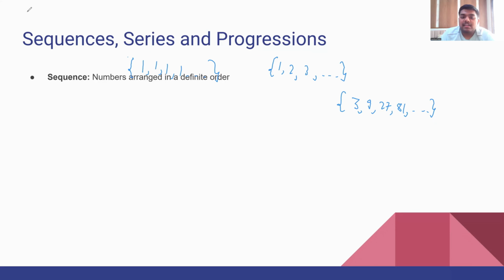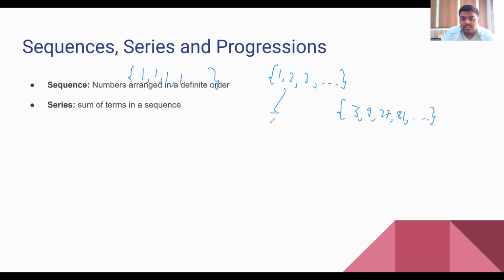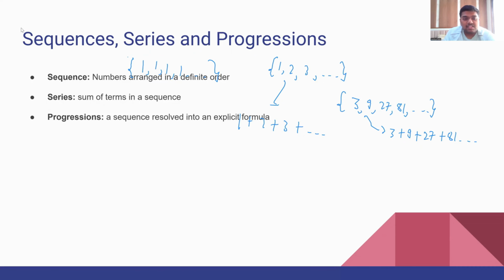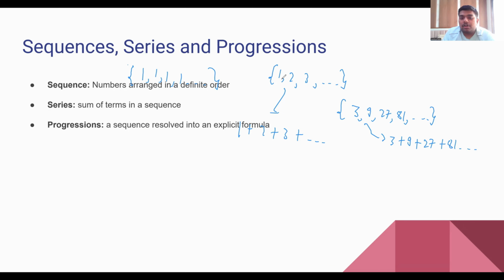Now, if this is a sequence, then what is a series? Series is the sum of terms in a sequence. So for example, for this sequence, the summation will be 1 plus 2 plus 3 plus so on. And for this, the summation will be 3 plus 9 plus 27 plus 81 and so on. And then what will be a progression? So a reduced formula of a sequence is called a progression.